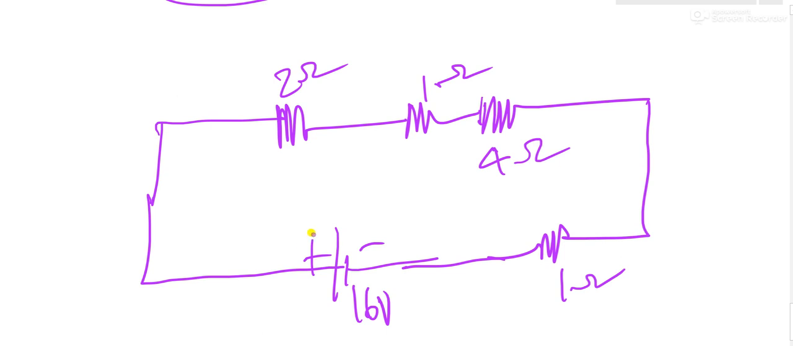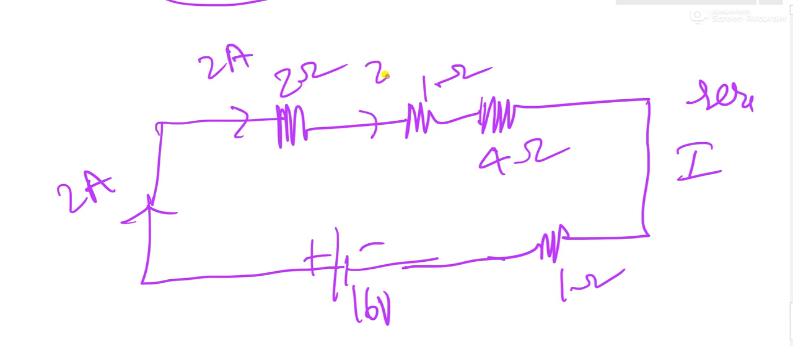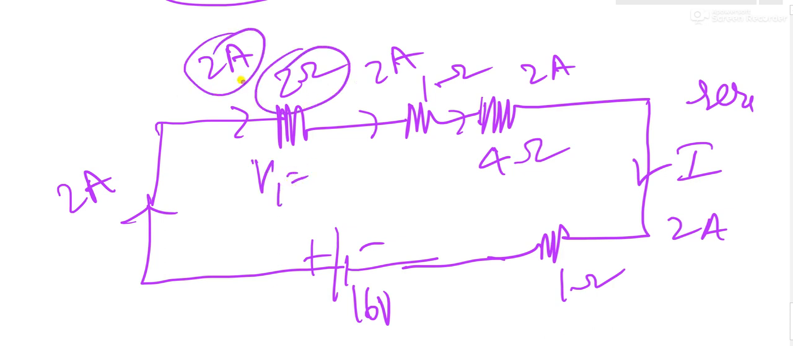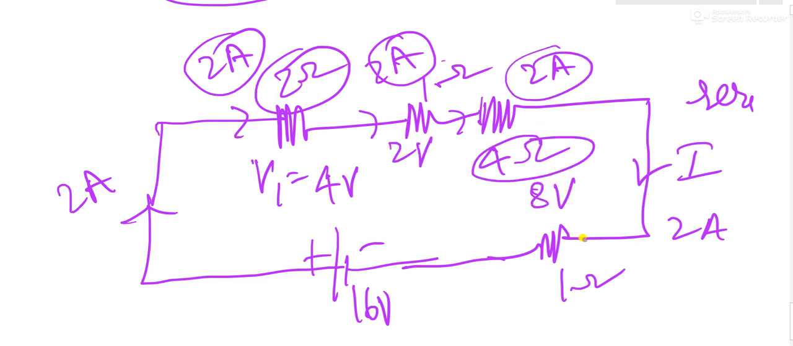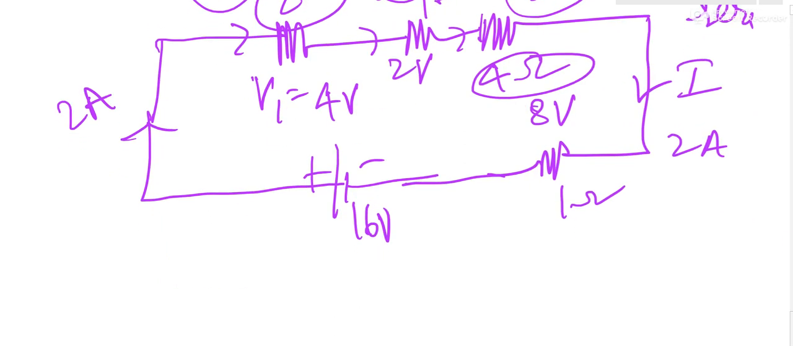Now what is the current flowing? It is 2 ampere. Current is constant in series, so 2 ampere everywhere. Wherever you take it, 2 ampere will be there. First V1: 2 ohms, 2 ampere, which is going to be 4 volts. 1 ohm, 2 ampere, which is going to be 2 volts. Then 4 ohms, 2 ampere, which is going to be 8 volts. And 1 ohm, 2 ampere, we get 2 volts.